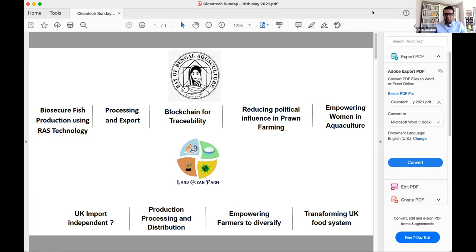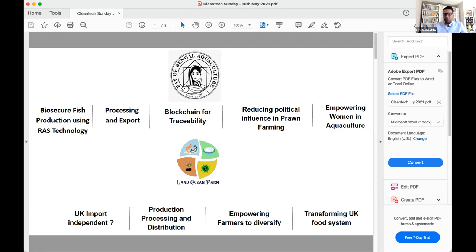So we thought, can we actually produce prawn in the UK? It's a warm water prawn, which would require a 24 to 26 degree temperature, using recirculating aquaculture technology. So we started researching in the UK to find out if anybody was doing that. We found a couple of companies doing it at a smaller production scale. So we set up a brand, and the name of the brand is Land Ocean Farm.